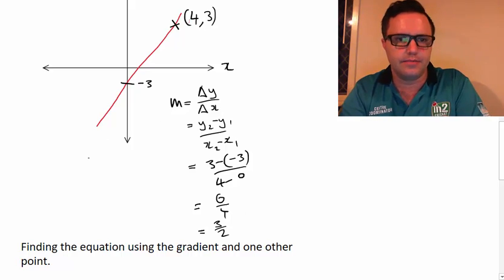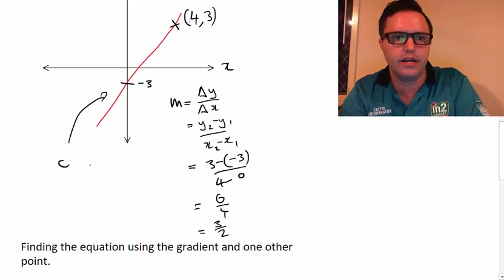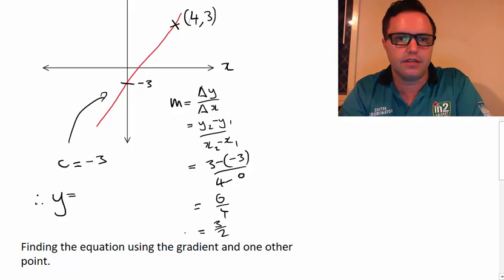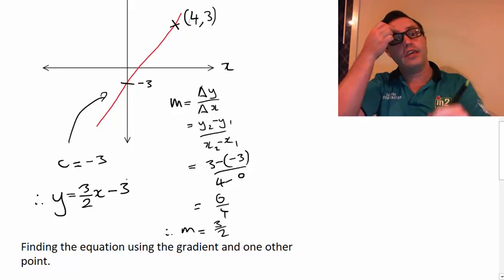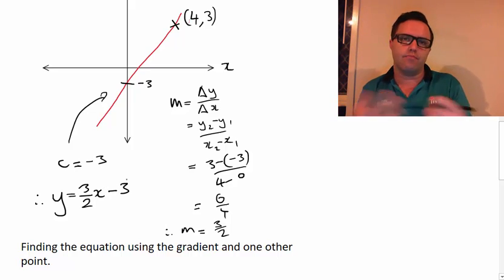Okay, and our c value, remember, that's just the y-intercept, and we can see that right here. So c is just nice and -3. So therefore, our equation is y equals mx plus c, so our m value here is equal to 3 over 2 x. Our c is -3, minus 3. And there we are.